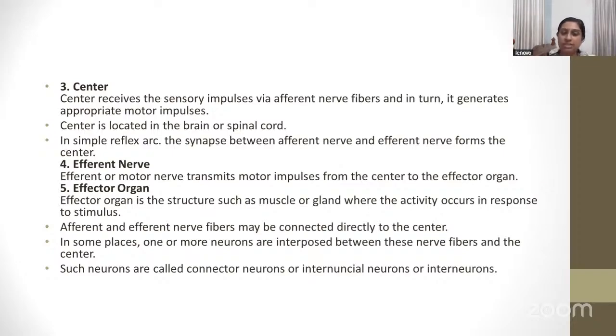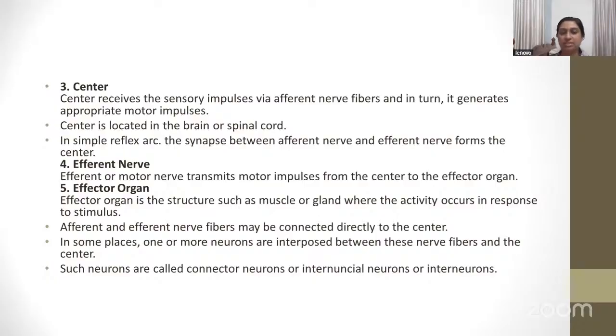The center receives the sensory impulses via the afferent nerve and in turn generates the appropriate motor impulses. In reflex arc, in most cases, the center is located in the spinal cord.